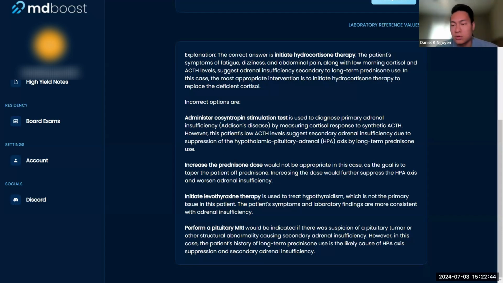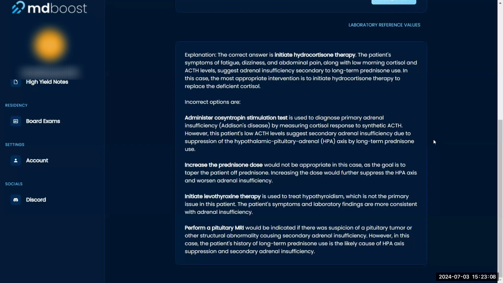So you don't want to do that because you're trying to take them off prednisone. Levothyroxine is used for hypothyroidism, not for this. Pituitary MRI is really used for imaging to see if there's a tumor or any structural issue. We already know that this is a medical issue, so the MRI is not going to give you any extra information. Since this is a clinical diagnosis, you need to start the treatment, if that makes sense.